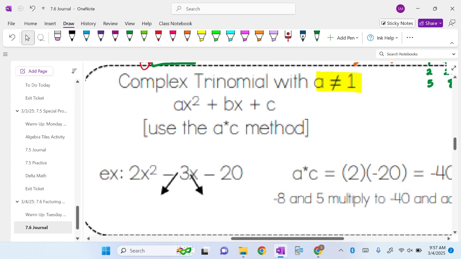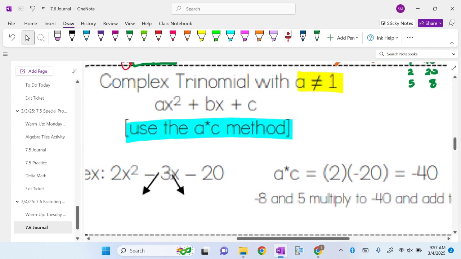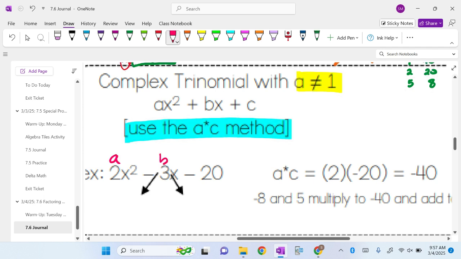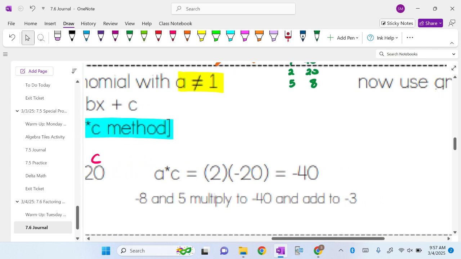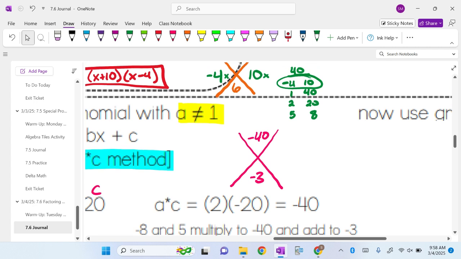All right. Now, the other method is our AC method. So remember, that's just a big grouping problem. You first multiply your A times C, which they already did to give us negative 40. So if we do our big X, negative 40 goes on top, and then negative 3 goes on the bottom. Now, since the 40 is negative, what signs do the two factors have to have? Negative and positive. So one of them has to be negative.